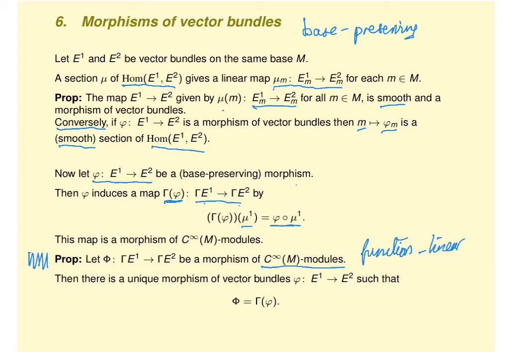Okay. Then there's a unique morphism of the vector bundles that's on the level of the fibres, which induces capital phi. It's not a particularly hard proof. It depends on having bump functions, and therefore it depends on the paracompactness assumption that we made about the underlying topology long ago. But once you've got that, it's a straightforward result.